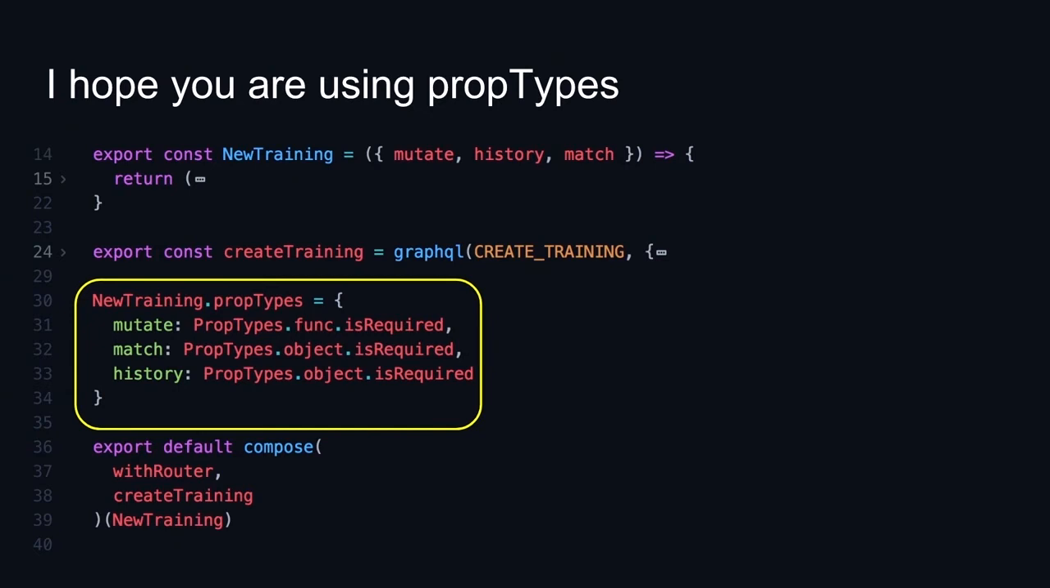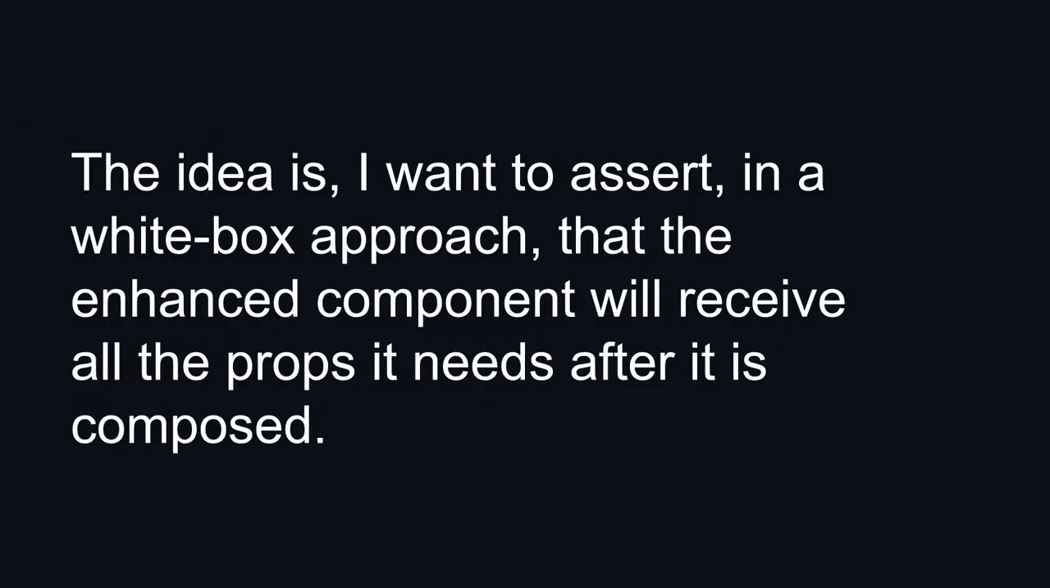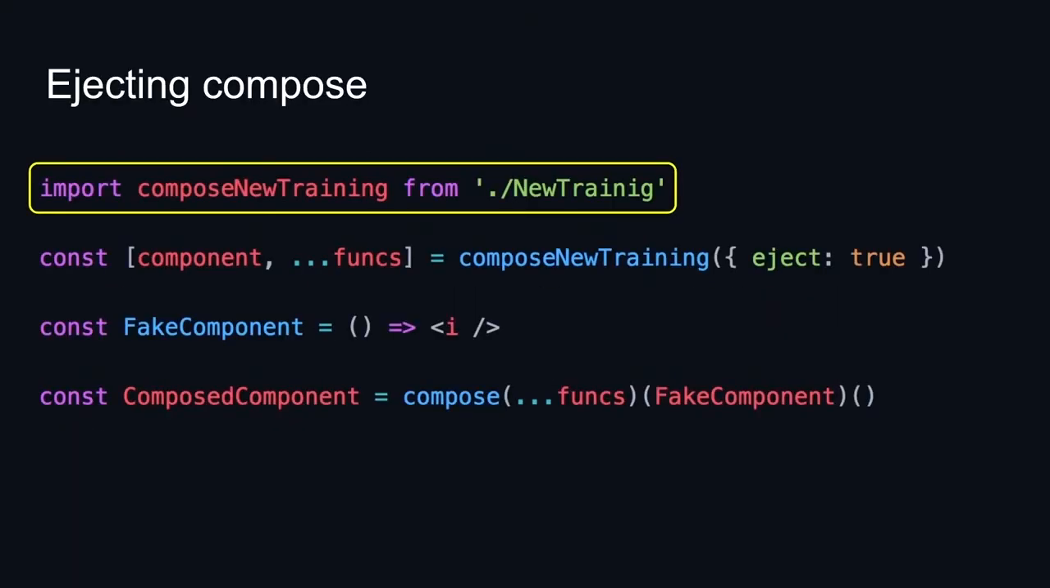So I use prop types, and then I'm going to take advantage of that, and I'm going to shake things a little bit. So the idea, I think, is simple. I want just to assert, in a white box approach, that my component gets all the props that it needs. All these props. So now, because I can eject, what I'm going to do is I'm going to eject. And I'm going to do something that I actually don't have to do, but I think it's nice. I want to change the component you're going to enhance.